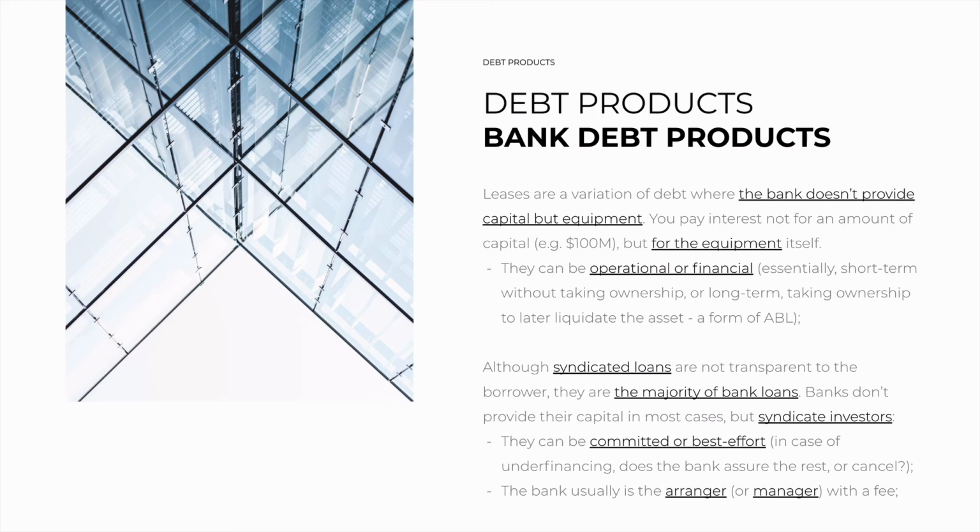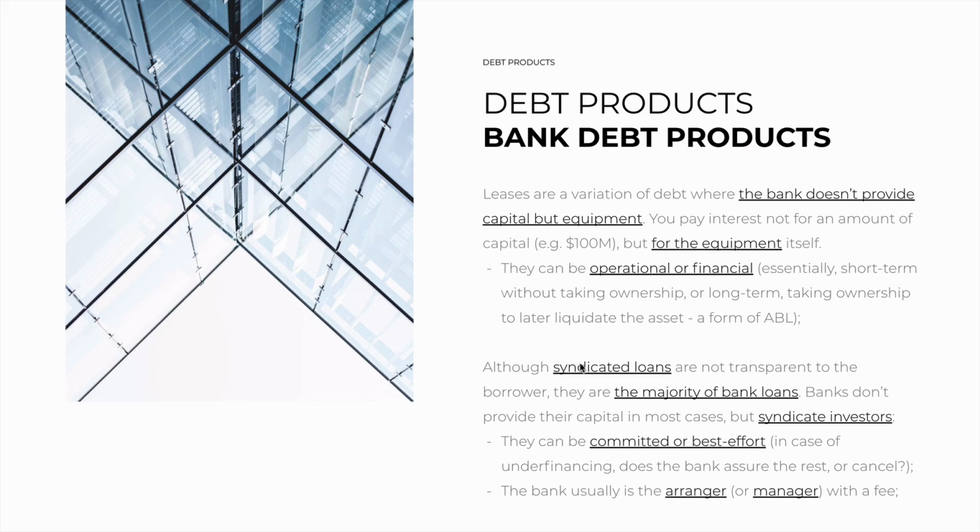So leases technically can be operational or financial. And I'm getting into details here. It's a subtle distinction. Operational leases are shorter term, and the lessee does not take ownership of the asset. Financial leases are long term, and the lessee may take ownership of the asset to later liquidate it. And you guessed it, that's a form of ABL because it's used as collateral.